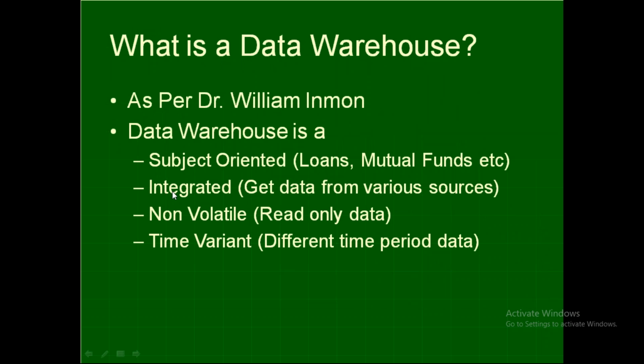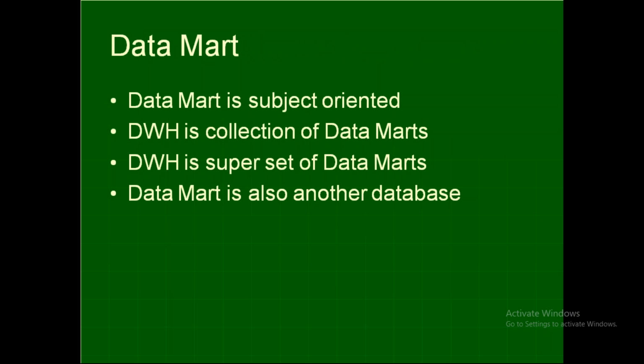The third point would be non-volatile. That means nobody should be able to modify the data once you load it into the data warehousing application. That is non-volatile: read-only, historical kind of data. Now, the fourth is time variant data. Data from different times is stored, because time is one big factor in data warehousing for performing analysis on time data. Clear? So when you have these four things, you can call a database a data warehousing database.